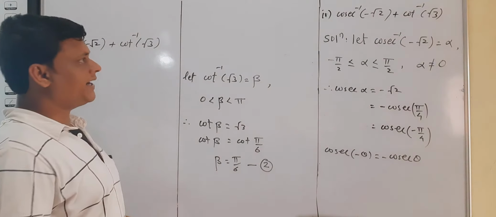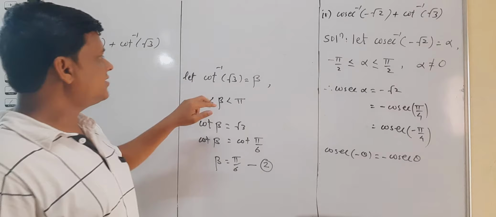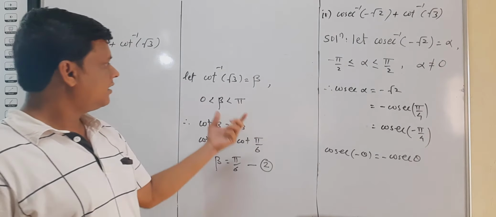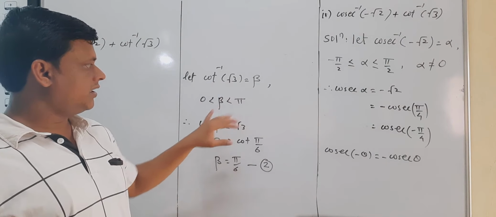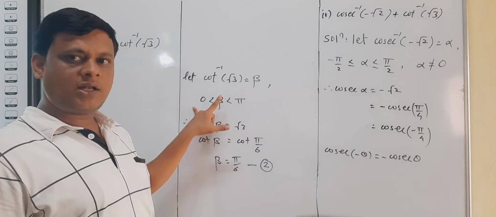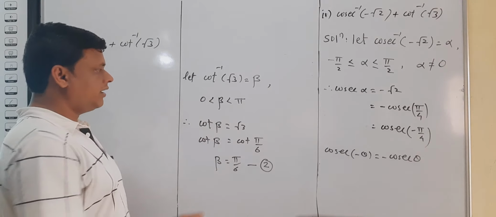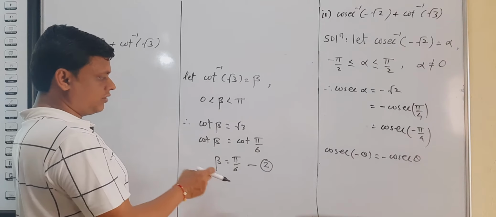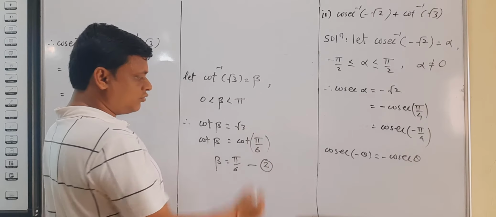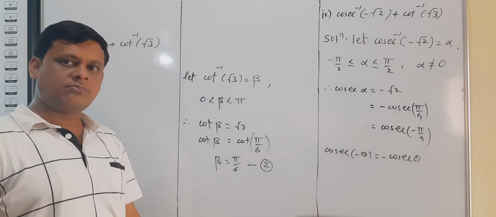Now we have to find the second value, cot inverse of root 3. So we consider here cot inverse of root 3 equals beta, and for cot inverse the condition is that beta belongs to the open interval 0 to pi. So from that we write cot beta equals root 3. Therefore, we know that cot pi by 6 is root 3. So after comparing we get beta equals pi by 6.